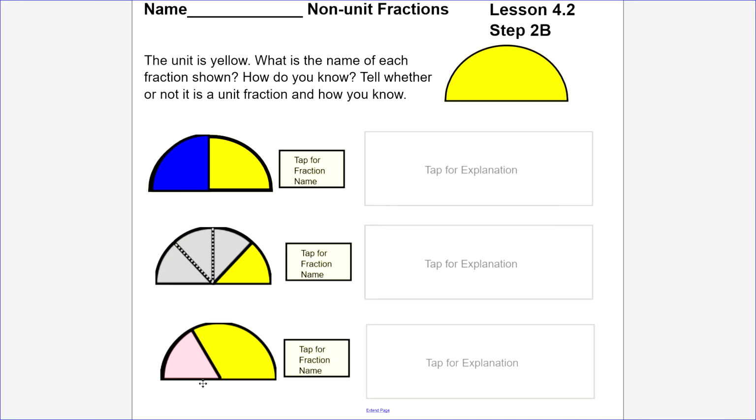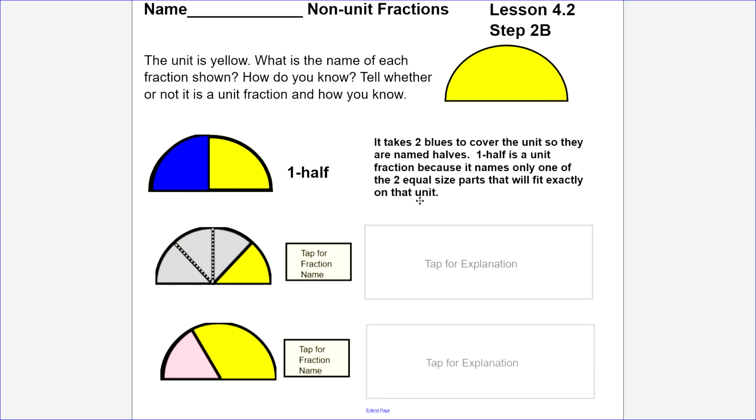Now, third grade, it's your turn. Make sure that you have your fraction kit to help you. The yellow piece is still your unit, so you'll want to get the yellow piece out, and we're going to start with dark blues. You can see I have 1 dark blue on the yellow unit. What fraction is this? You're right, this would be 1/2. Now I want you to think, is this a unit fraction or a non-unit fraction? This is a unit fraction. It takes 2 blues to cover the unit, so they are named halves. 1/2 is a unit fraction because it names only one of the 2 equal-sized parts that fit exactly on the unit.